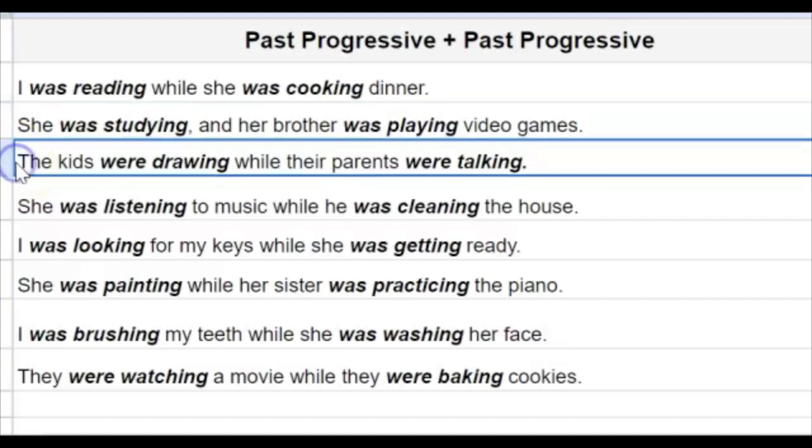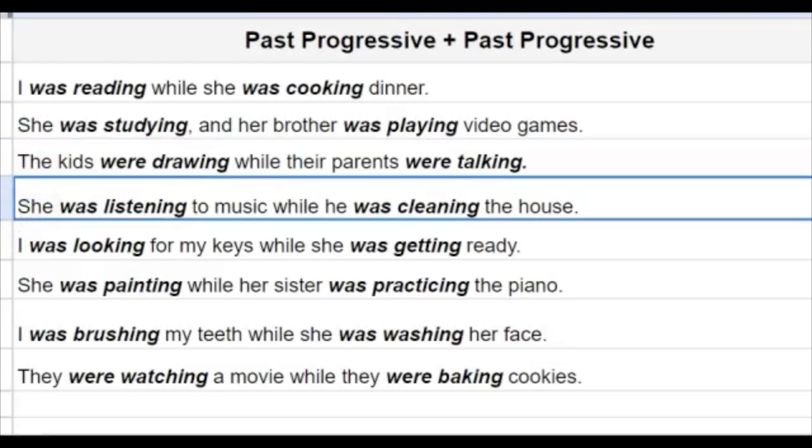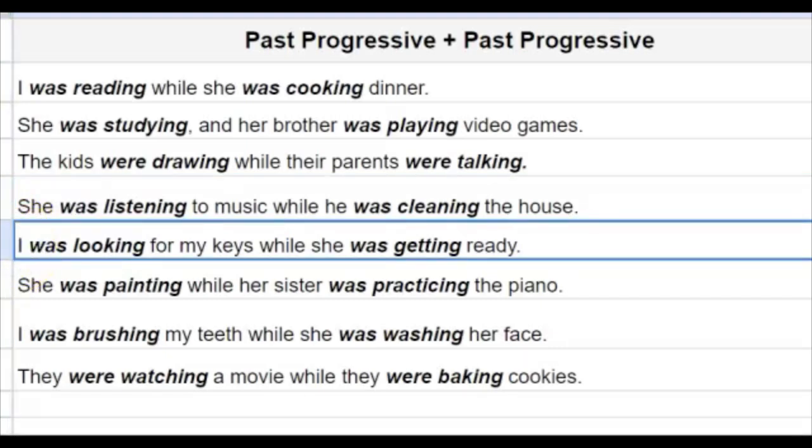The kids were drawing while their parents were talking. Were drawing and were talking, past progressive. Next sentence: she was listening to music while he was cleaning the house. Was listening and was cleaning, both past progressives. Next sentence: I was looking for my keys while she was getting ready. Was looking and was getting.